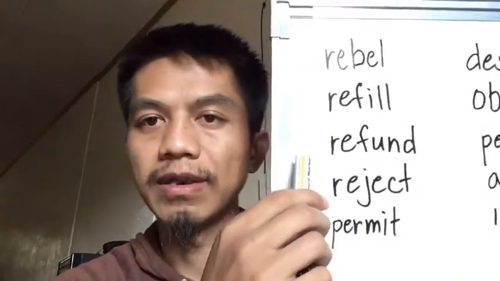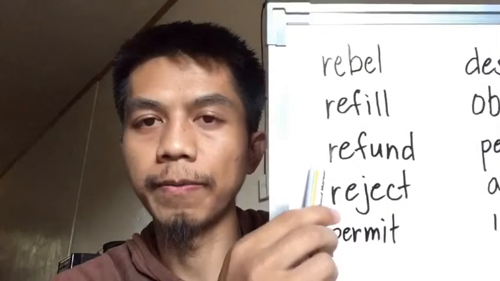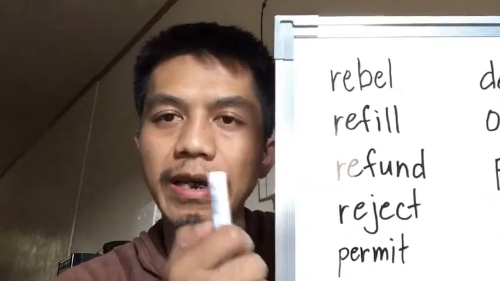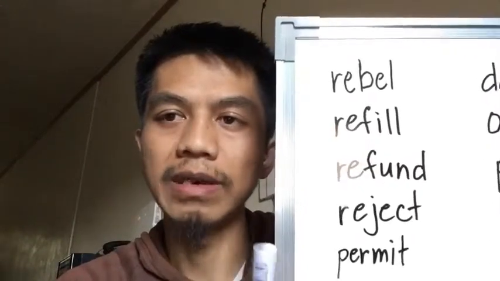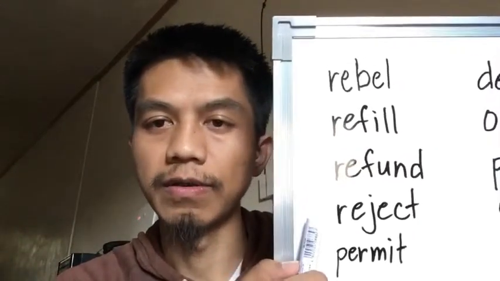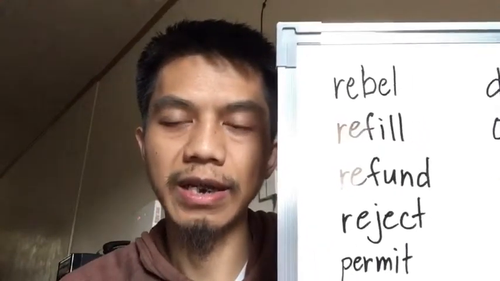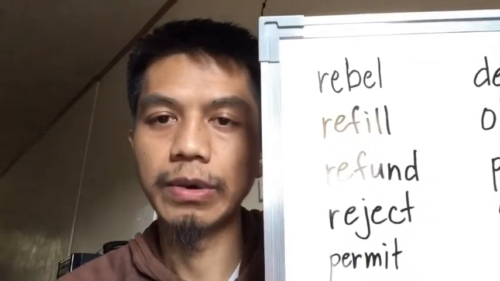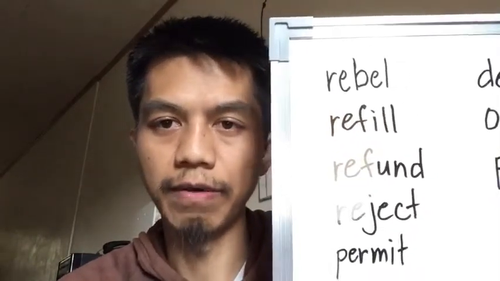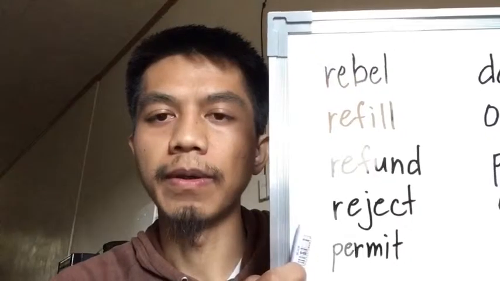It's the same thing for these three other words. Refund and refund. So refund is a noun. Refund is a verb. It's the same for this one. Reject and reject. So reject is a noun. Reject is a verb.